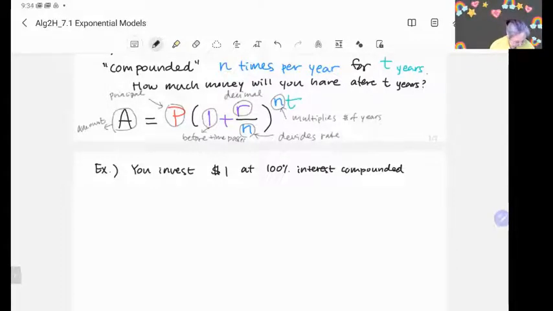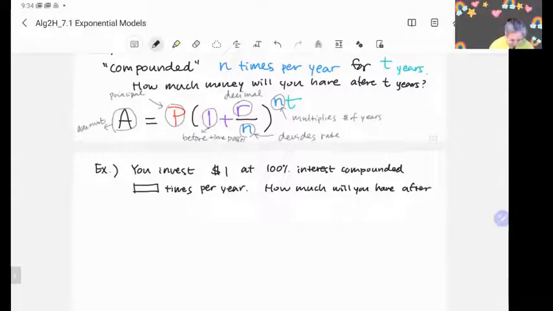Compounded something times per year. How much will you have after 1 year, right? So this is the situation.